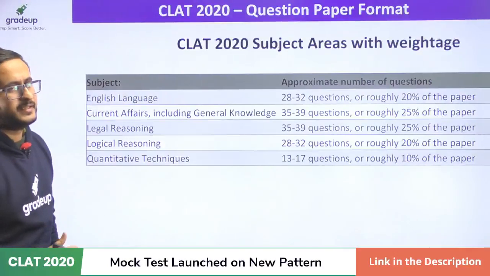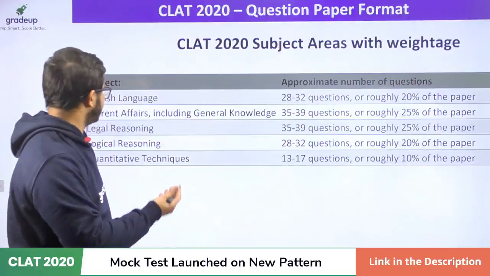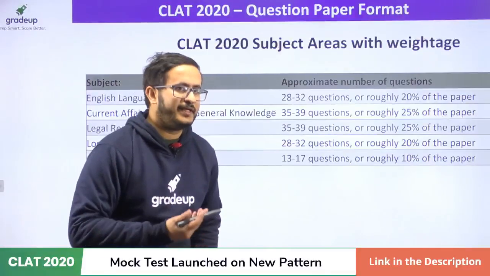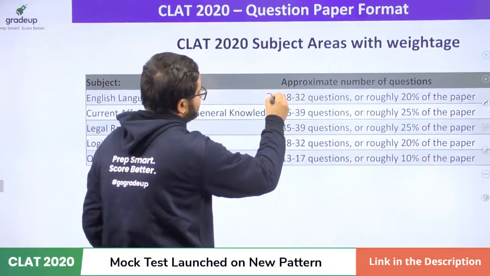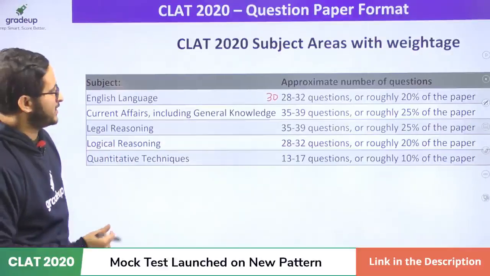So this time again the distribution will be more or less similar. As you can see, in English language there will be around 28 through 32 questions. So you can take the median value 30. So you can expect 30 questions from this section.